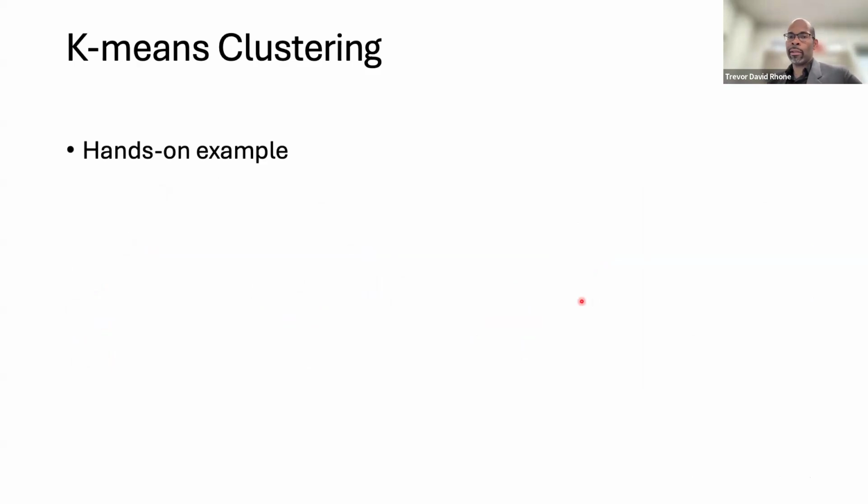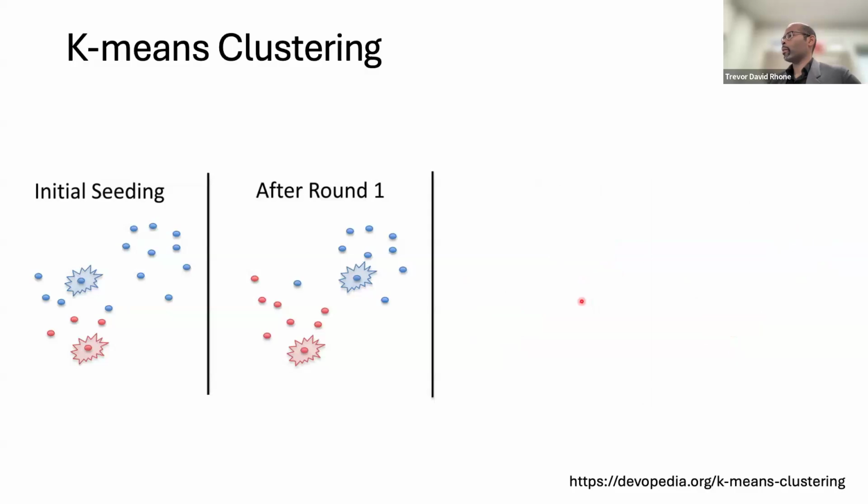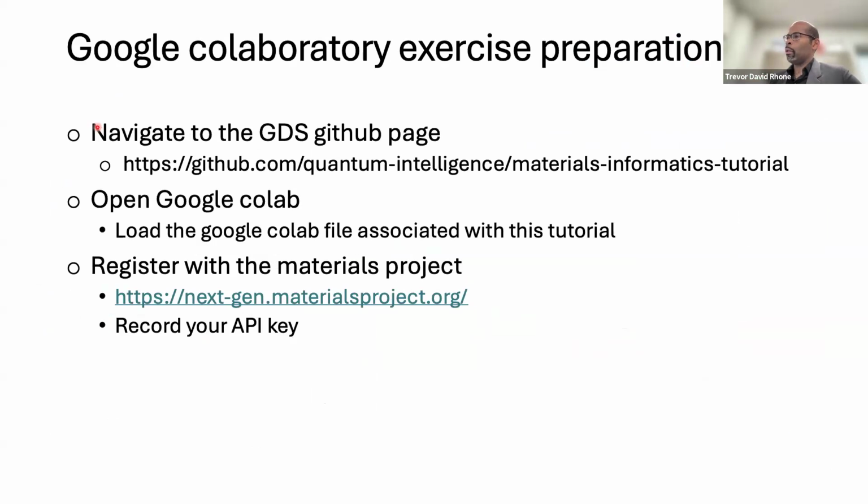Okay, so now we have a chance to do a hands-on example. Let me go back to this QR code here. Navigate, if you haven't already, to the Google Colab exercise by looking at the QR code over here or typing in the web address. Then find that Google Colab notebook. I'll give you maybe half a minute to do that.